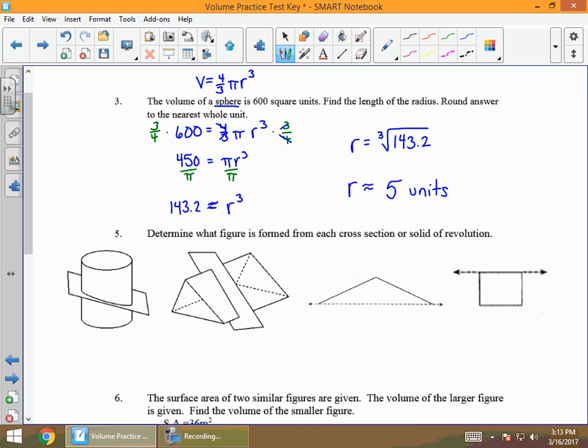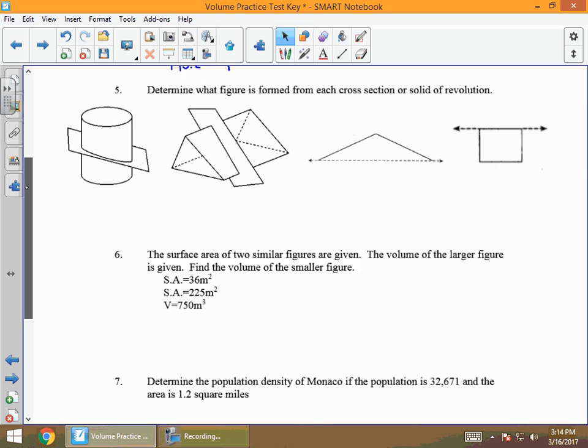Right? If you're looking in your graphing calculator for the cube root, hit the button that says math, M-A-T-H, and you'll see the cube root down there. I think it's number 4 on your list.